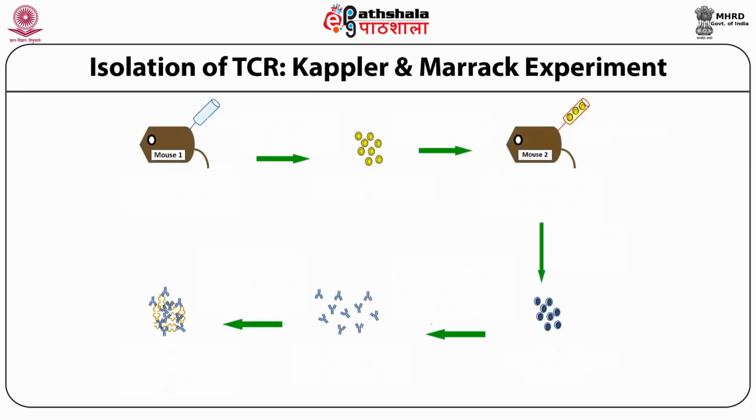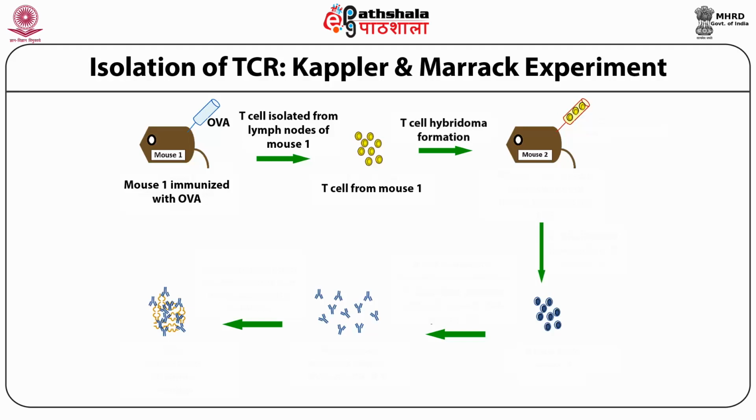First, Kappler and Marrack immunized a mouse, say mouse 1, with an antigen, ovalbumin or OVA. After a few days, they isolated T cells from this mouse. These isolated T cells contained a subpopulation of T cells with OVA-specific TCR. These cells are short-lived and therefore, to increase their lifespan, they were fused with cells to form a T cell tumor. The hybrid cells formed after such fusions are known as T cell hybridomas.